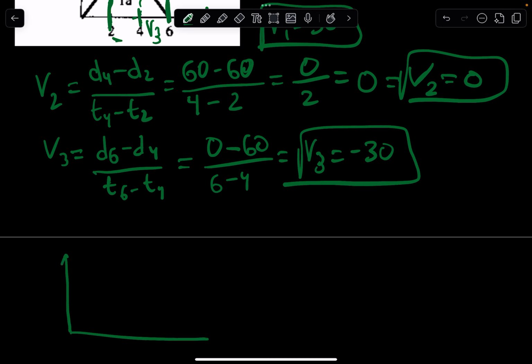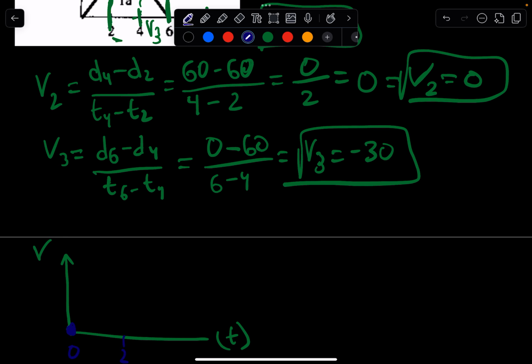With respect to time, so we're going to call this velocity, and we're going to call this t for time. So now at time 0, our velocity was 0. At time 0, our velocity was 0. Let's use this right here, and right there at 0.